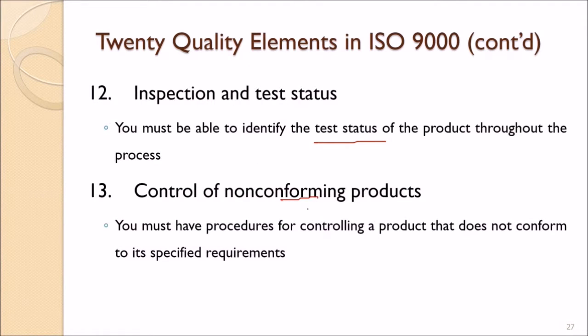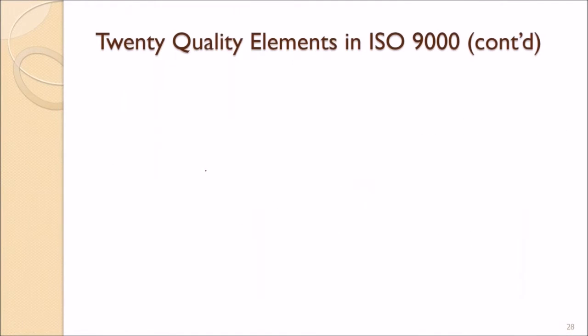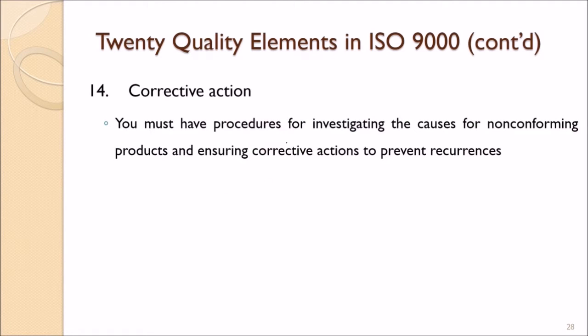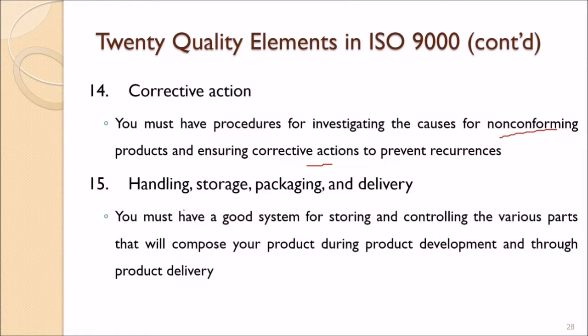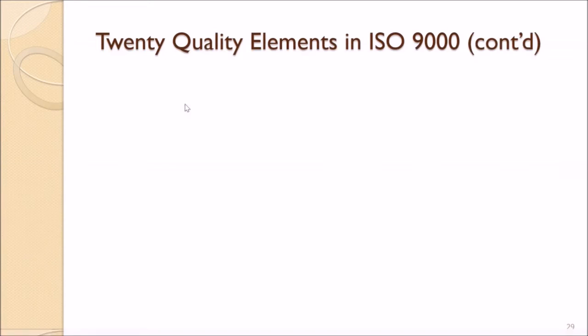Then what about the non-conforming products? Products which are not conforming to what was laid down in the quality plan. So you must have procedures for controlling a product that does not conform to the specified requirements. Then corrective action. You must have a procedure for investigating the causes of the non-conforming products, and ensure that you lay down or employ corrective actions to prevent recurrences. Then handling, storage, packaging and delivery. You must have a good system for storing and controlling the various parts that will compose your actual product during product development and through product delivery.